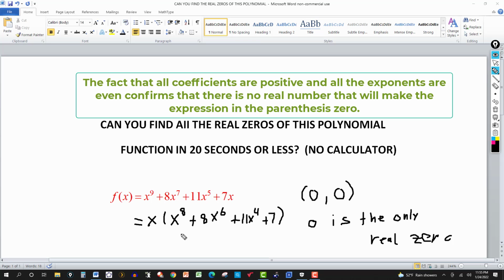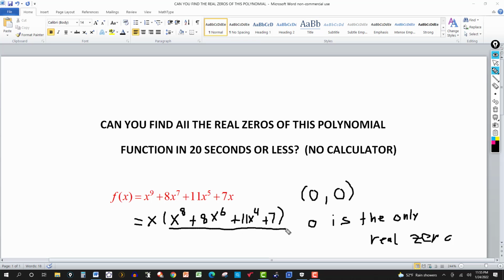So I have the product of x and this right here. X will be 0 when I replace it by 0. But if I replace x by 0 in the other factor, I get 7 there, and 7 times 0 is 0. But there's no other number that will make this product 0 other than the number 0. Now this does have imaginary zeros. We're asking for real zeros. So that's the solution to the problem.